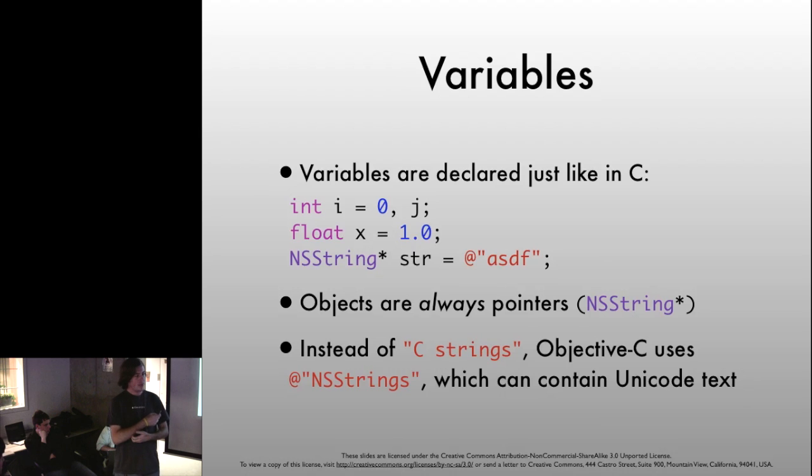And then you also have Objective-C objects. Important announcement: Objective-C objects are always pointers. You're going to get a lot of weird compiler errors if you don't make your objects pointers. And the reason they're pointers is because objects are allocated on the heap, so you need a pointer to where it lives on the heap.